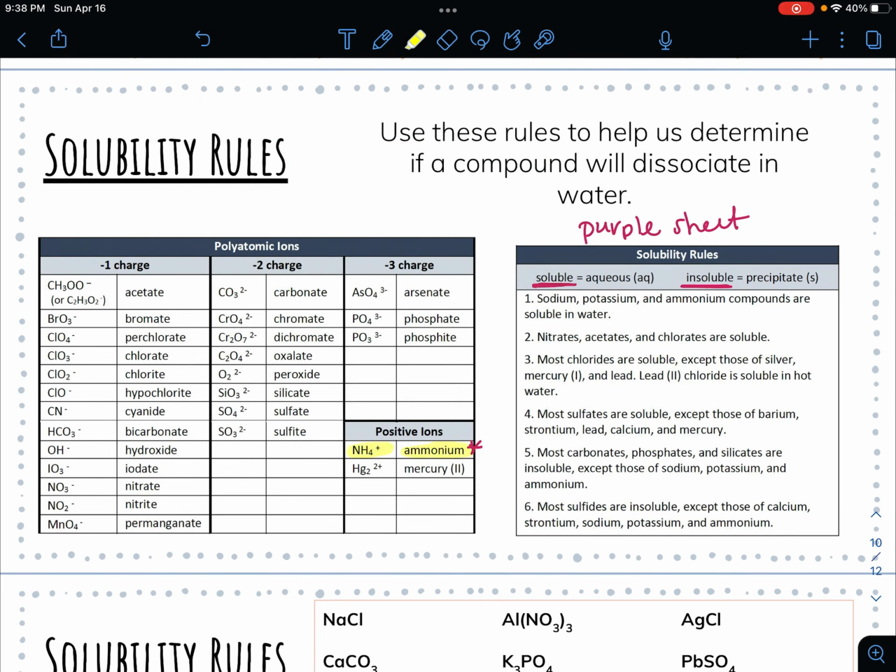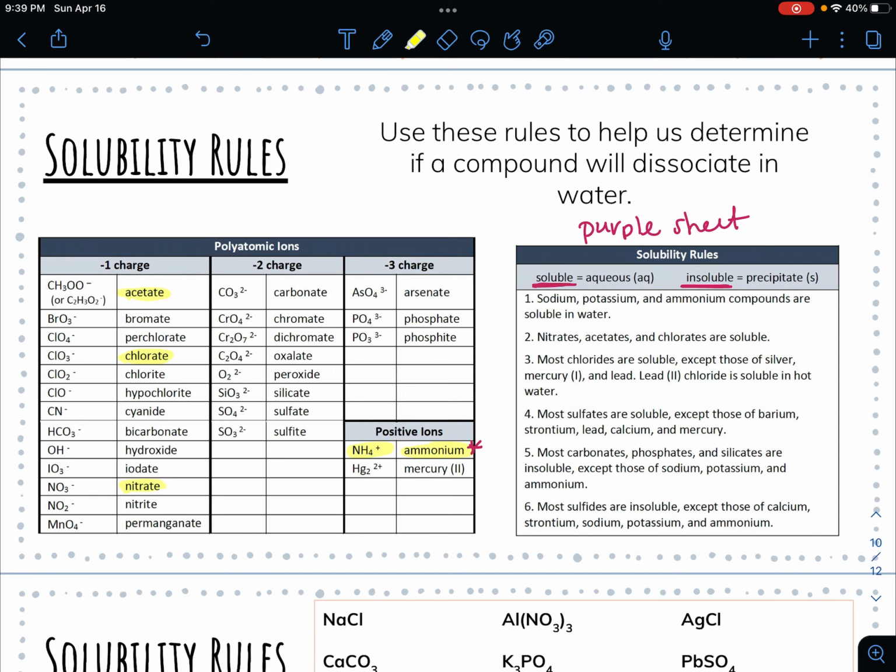Number 2 is talking about nitrates, acetates, chlorates. Again, that does not sound like something we took an element quiz on. So that's probably a polyatomic. And look at that. Here's our nitrate, acetate, chlorate. So anytime you have something that ends in ate, those are going to be your polyatomics, okay?